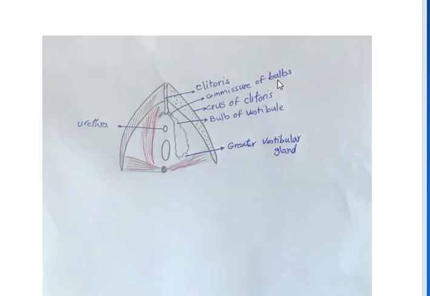Commissure of bulbs, bulbar commissure. The expanded posterior ends of the bulbs partly overlap the greater vestibular gland on each side. Greater vestibular glands, or Bartholin's glands, are homologous with the bulbourethral glands, or Cowper's glands, in the male, but unlike them, these lie in the superficial perineal space at the vaginal orifice.